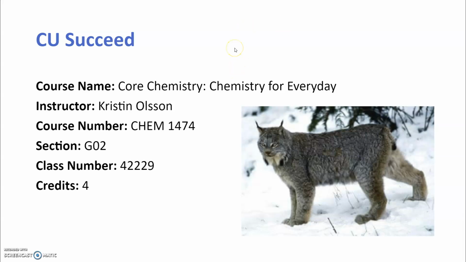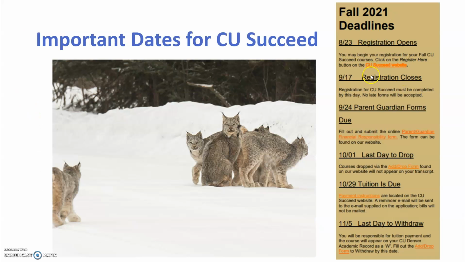So here's the info for CU Succeed. You would look for core chemistry, chemistry for everyday. My name is Kristen Olson. Course number is 1474. I'm section G2. Class number is 42229, and it's worth 4 credits, so that's pretty darn good. There is a parent-student financial responsibility form that you'll receive after your student signs up if you choose to go that route. And registration actually opens today on August 23rd, and you can go to the CU Succeed website, and I also will have materials posted on Google Classroom and my course website so that it's easy to access that stuff.